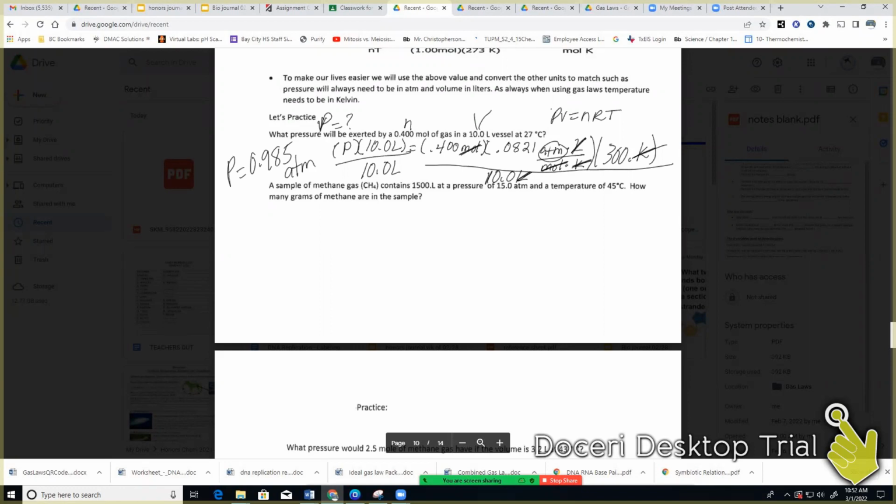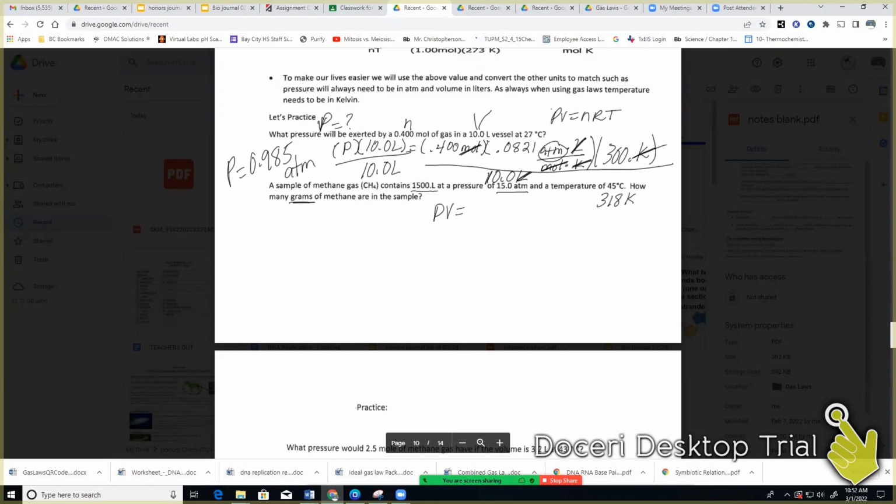All right, let's look at one more here, and then we'll kind of change up our scenario a little bit. It says, I have a sample of methane gas, and it contains 1,500 liters, at a pressure of 15 atmospheres and a temperature of 45 degrees Celsius, so that becomes 318 Kelvin. How many grams of methane are in the sample?